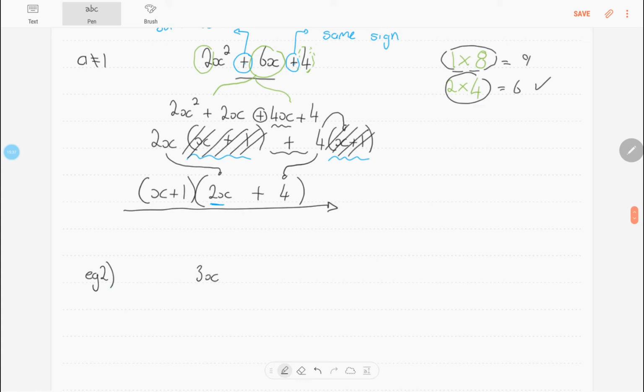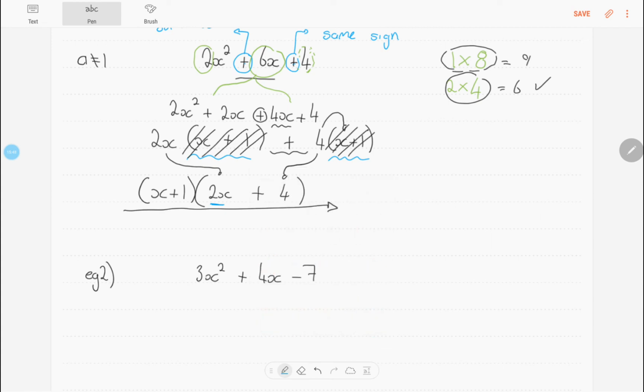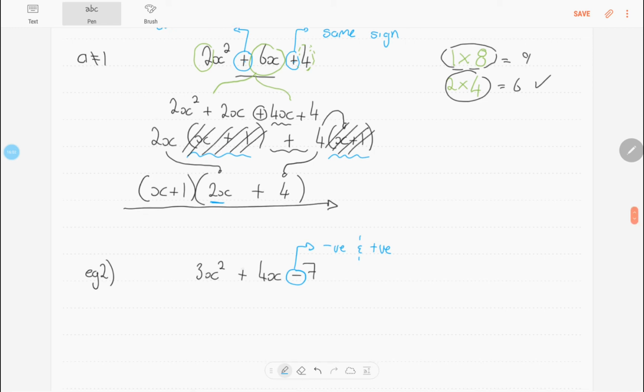So 3x squared plus 4x minus 7. Okay, cool. So once again, we are going to look at our signs, right? That's a minus. So that tells me one of them needs to be a negative, and one of them needs to be a positive. All right, and then this sign tells me what they need to add up to, right? So I need to get a positive 4 over there.